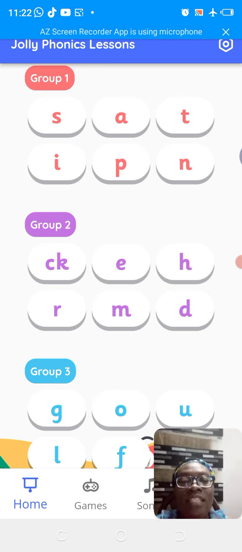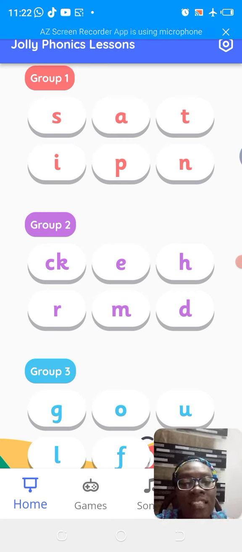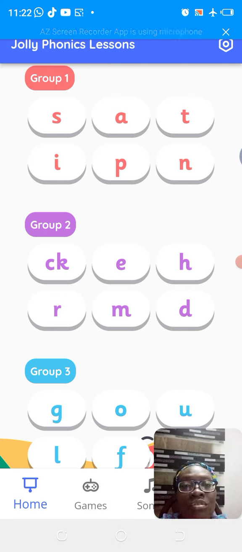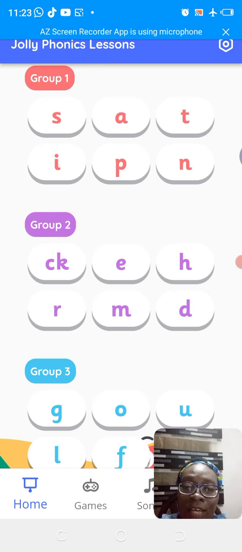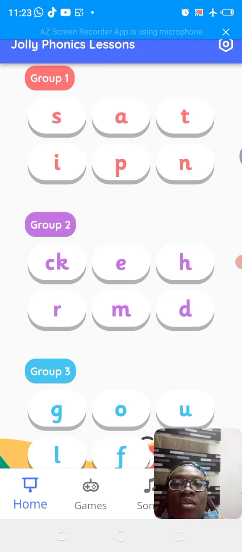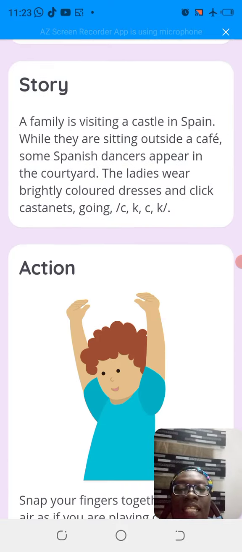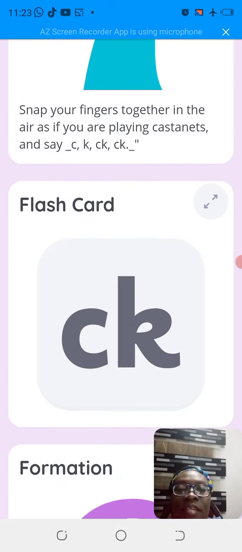Now we want to look at the sounds of these letters. Depending on how you are teaching your children in your school or home, some don't introduce the names of the letters to the children. Whichever method you use, what is important is for the children to learn the sounds and then to be able to blend the sounds to read. So let's go. We have the first letters here, which are letters C and K.